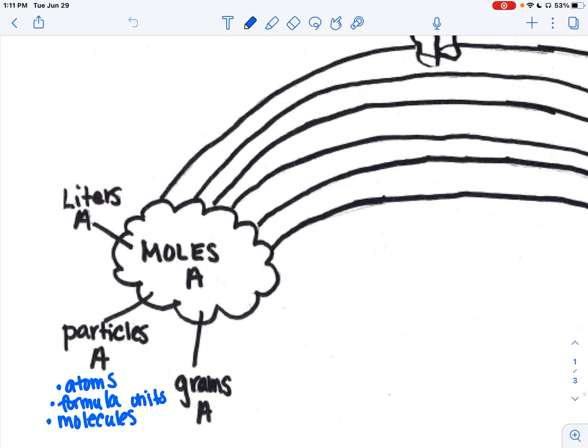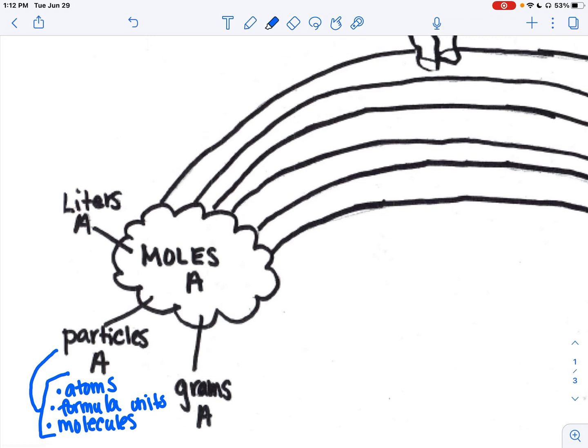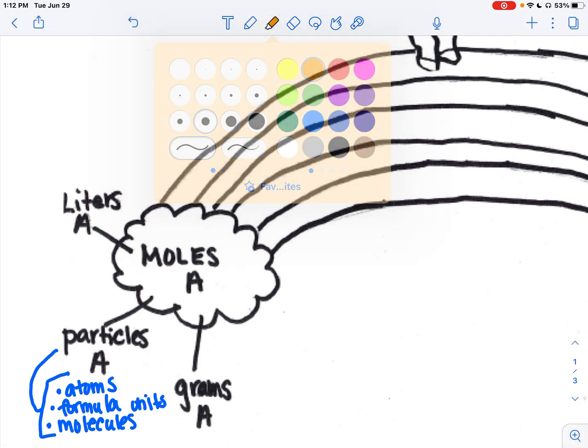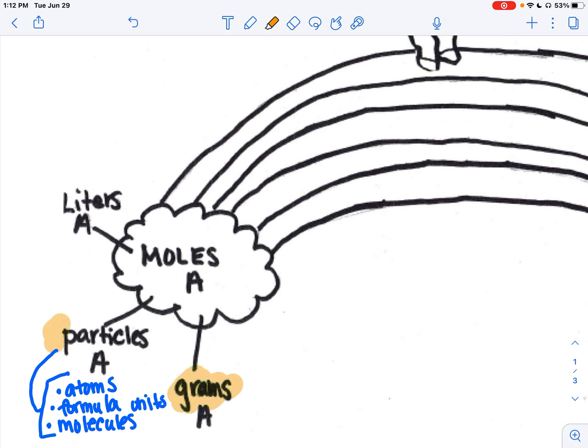Particles are atoms, formula units, or molecules for the most part. Particles can be protons, electrons, whatever, but this is what you're usually going to see. Atoms, formula units, and molecules. So in this question, we are going from grams to particles, okay? Because the question gave us grams, that's our given, and we need to end at particles.